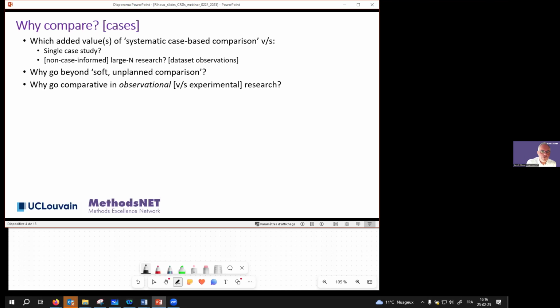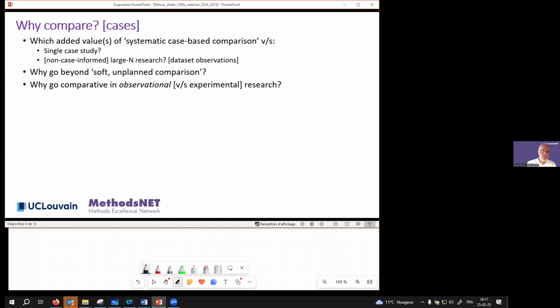Also, and linked to this, why go beyond soft, unplanned comparison? Because you could say the researcher, especially if you're trained on the more qualitative side, for instance as an ethnographer, goes to the ground, right? You start with a case study, embedded in a certain community, for instance, and then you bump into some discovery, and then you go and visit another community. This is what I call soft and unplanned comparison. And I would like to demonstrate that, at least when you want to go more intermediate N, it's very important to go for planned comparison.